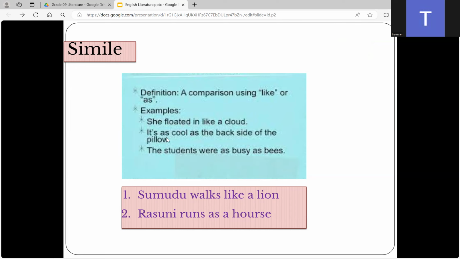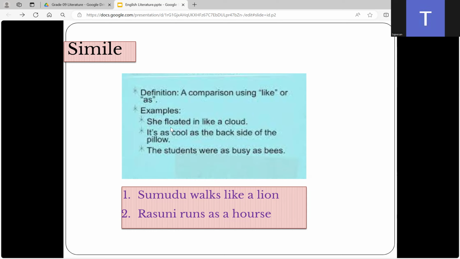What is simile really? Simile, we use it for comparing something. It is a use of comparison. Yes. Using like and as. We use particular words like or as. For example, can you read the example?